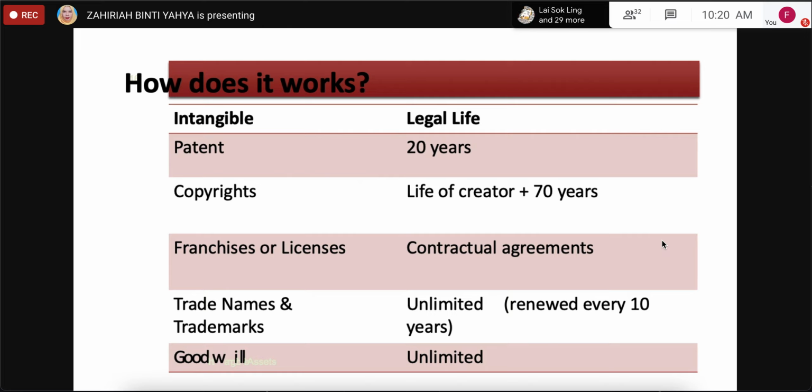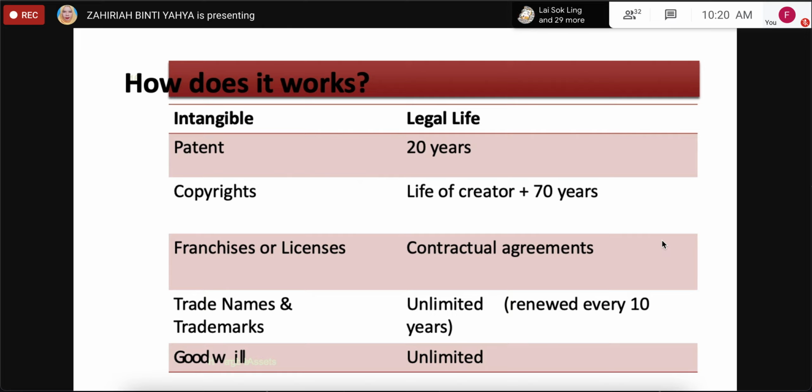Franchises or license, yang ni kita base kepada agreement. Agreement tu akan tulis berapa tahun. So bila you buat valuation, you kena tengoklah agreement, macam tenancy agreement ke apa ke, you have to tengok dia punya duration. And then we capitalize on the remaining years yang tinggal.